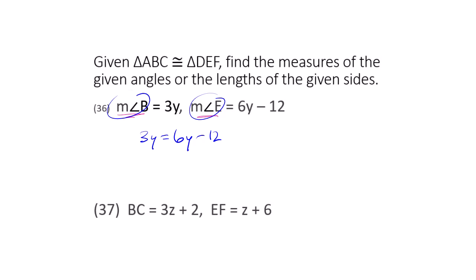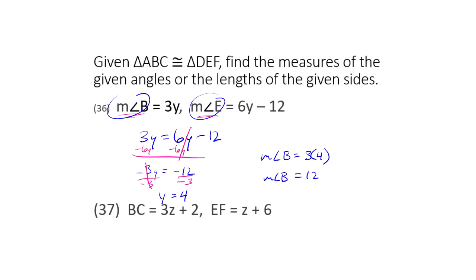And so we can just solve for y by subtracting 6y on both sides. And we get negative 3y equals negative 12. We can divide by negative 3. And so we get y equals 4. Now we can plug it in to find the given angle. Angle B equals 3y, so I'm going to put 4 in for y. That would equal 12, right? 12. And of course, that's also equal to the measure of angle E. I'll put degrees for good measure.